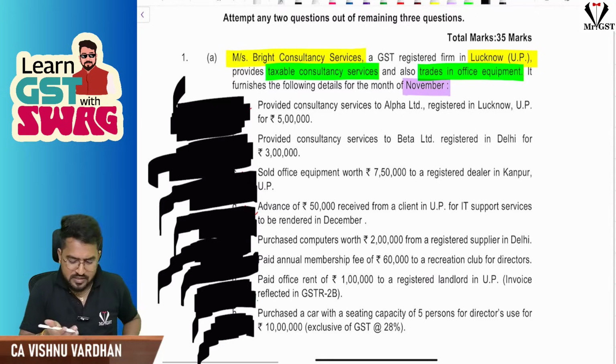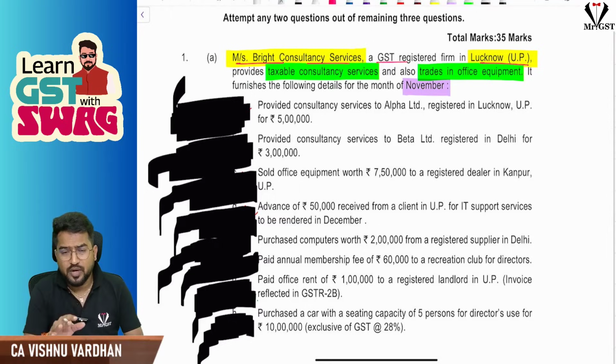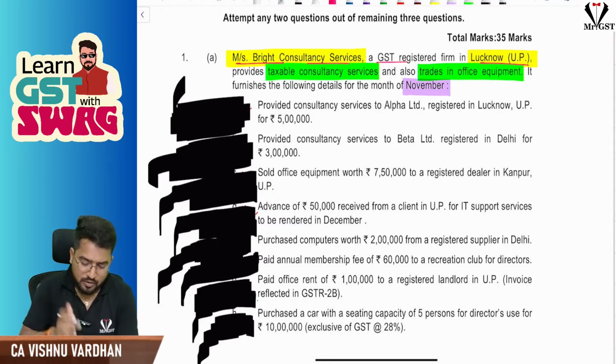Okay, so let us discuss here. First, coming to the first one, sir, this fellow is Bright Consultancy Services, GST registered in Lucknow. Anytime you see, you identify who is the person, where he is from. This fellow is from Lucknow, Uttar Pradesh, providing taxable consultancy services as well as trading in office equipment.